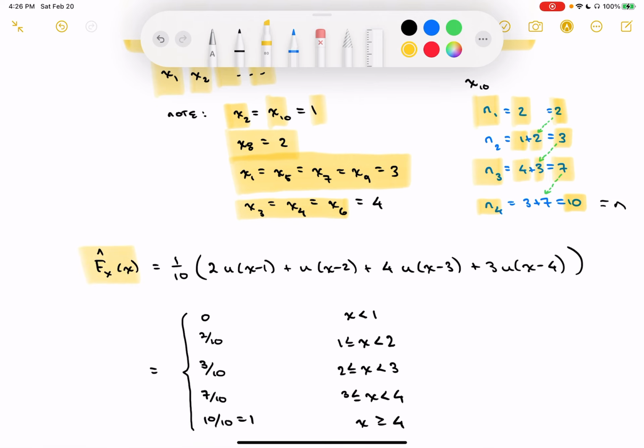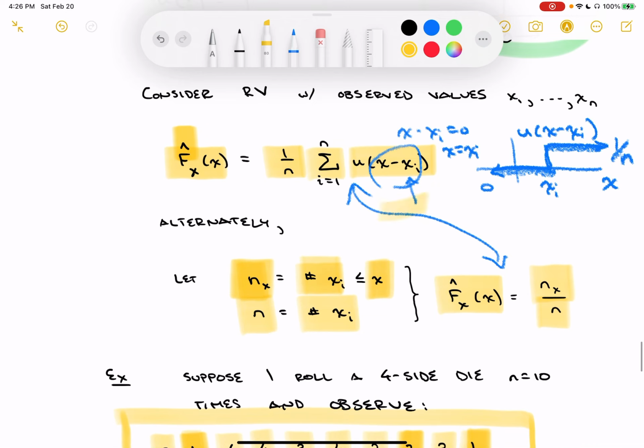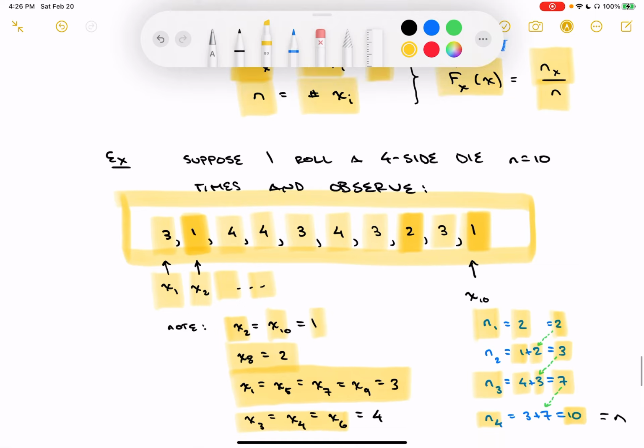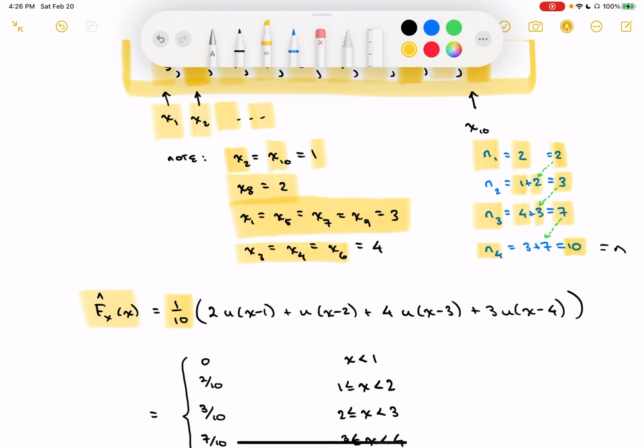We could do it with the first method that we talked about, which was summing up a bunch of shifted unit steps, each weighted by 1 over n. My n is 10 here, so I'm going to sum a bunch of unit steps that are each 1 over 10. 2 of those unit steps are going to be shifted by 1. I'm going to get 1 unit step shifted by 2. I'm going to get 4 unit steps shifted by 3. And I'm going to get 3 unit steps shifted by 4. And so I just combine them together in this way. That is one way of getting this estimated or empirical CDF.